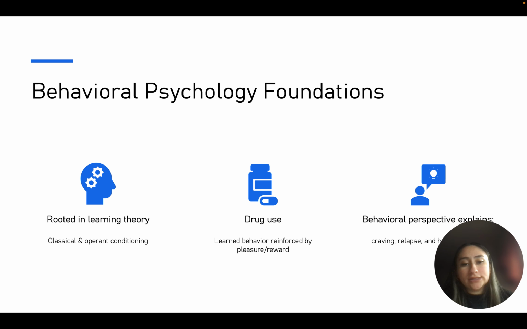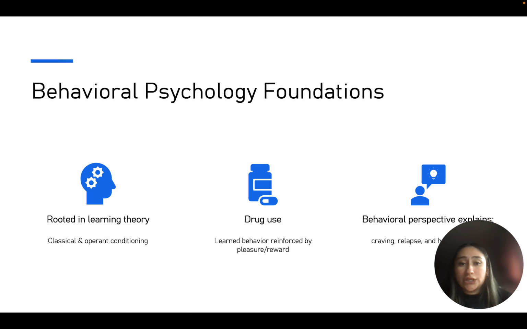So this slide is about behavioral psychology foundations. In this slide, I have that it is rooted in learning theory, which is classical and operant conditioning. Drug use is learned behavior reinforced by pleasure or reward, and the behavioral perspective explains craving, relapse, and habit formation. Overall, behavioral psychology explains addiction as a learned pattern of behavior maintained by reinforcement. Initially, drug use is positively reinforced by pleasurable effects like dopamine release, euphoria, or relief from stress. Over time, however, negative reinforcement dominates.